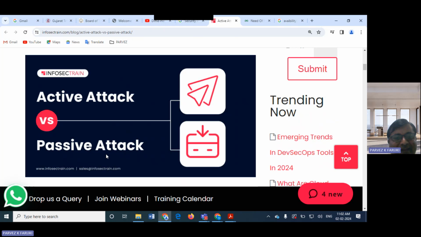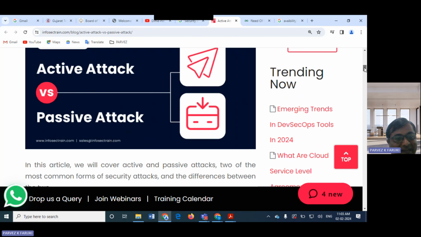You are not actively engaged in attacking either Alice or Bob, either client or server, but you are doing a recon so that you have enough information to be able to later on deploy an active attack. Remember this very clearly. So let's look at passive attack first, then we look at active attack.